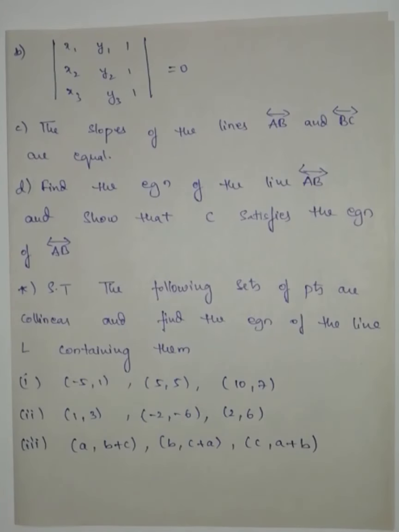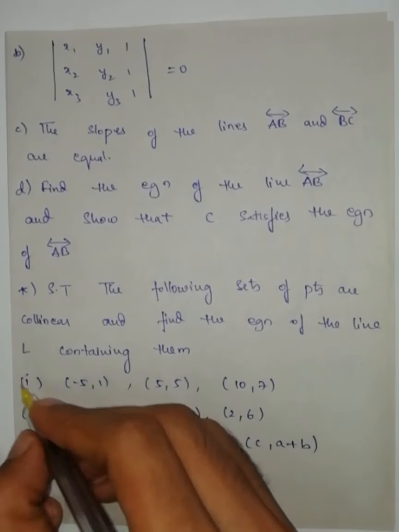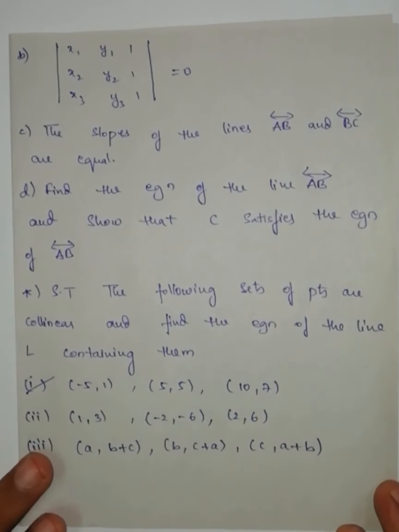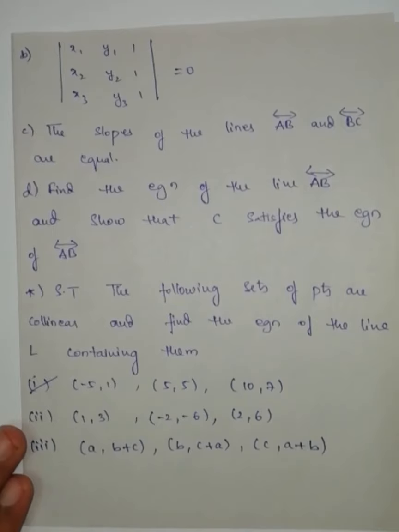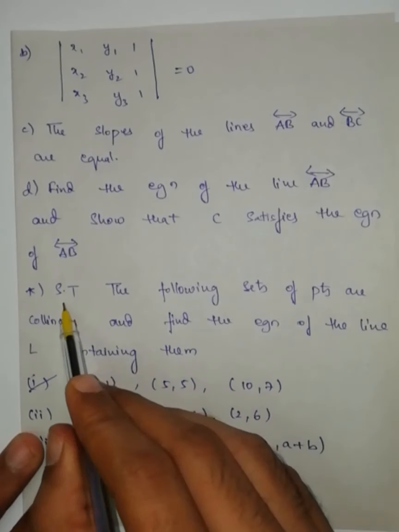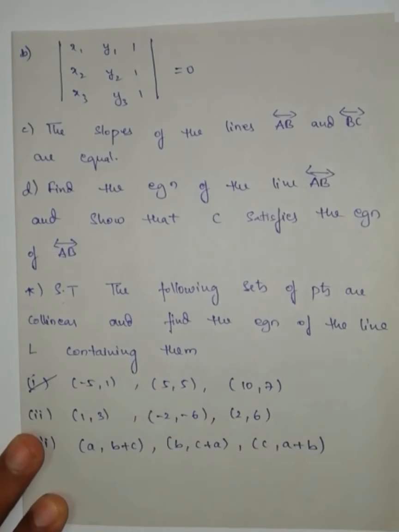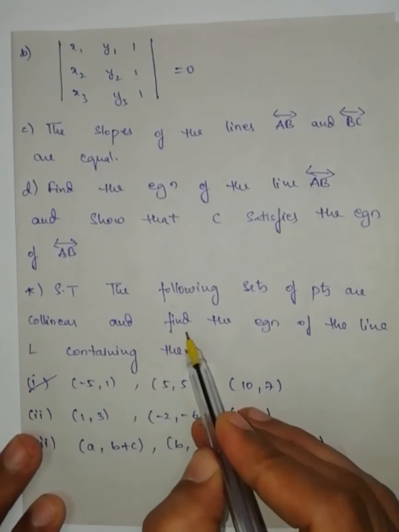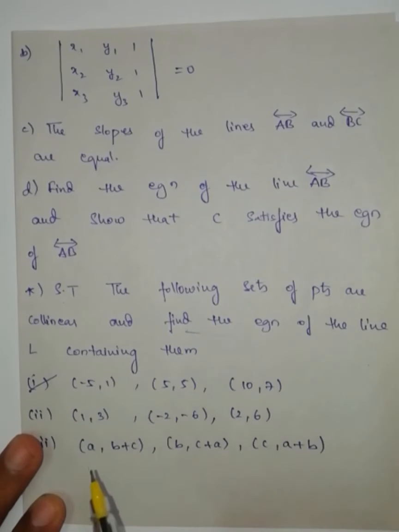Out of this I am going to solve one or two, the remaining will be homework. I am going to solve the first one. The question says that first we have to show that the 3 points are collinear, meaning I can use A, B, C, D, any one of these. Second, we have to find the equation of a line which contains all the 3 points.